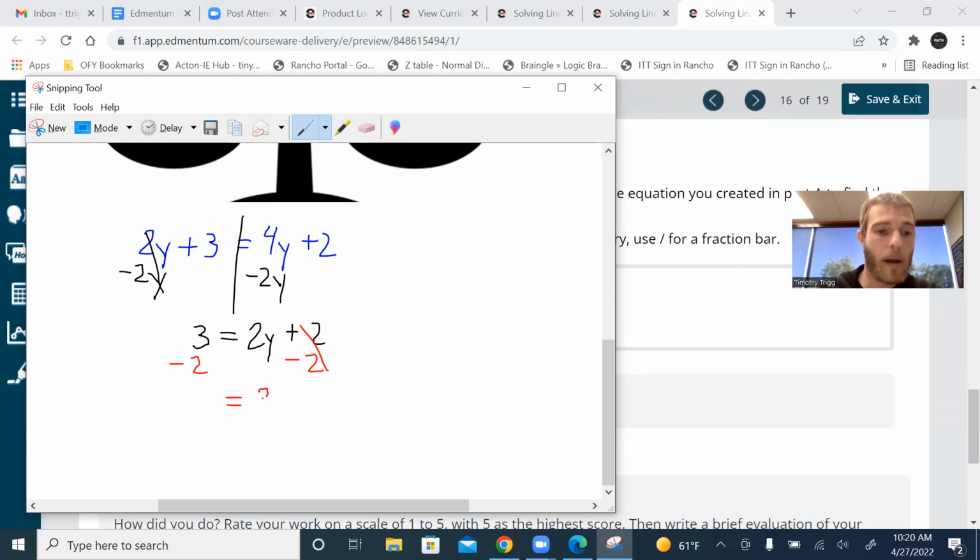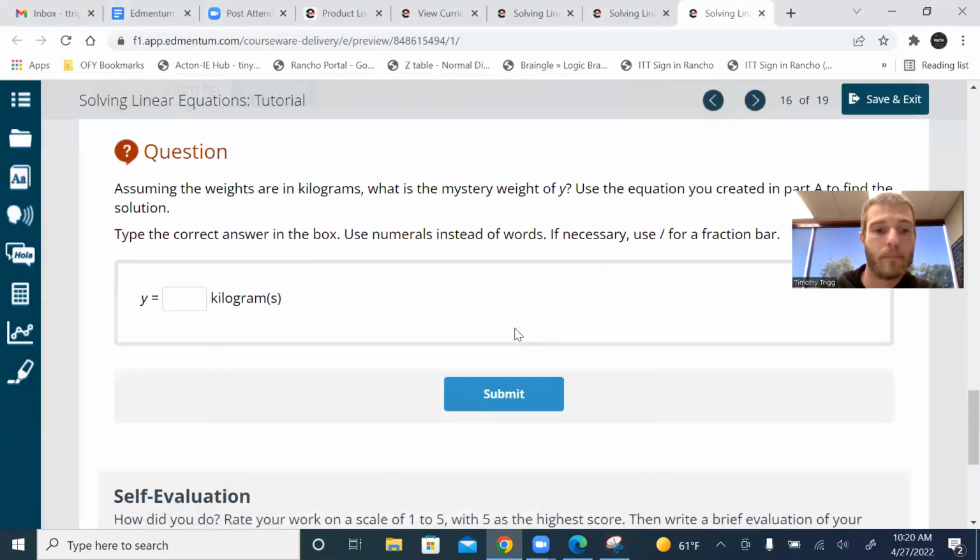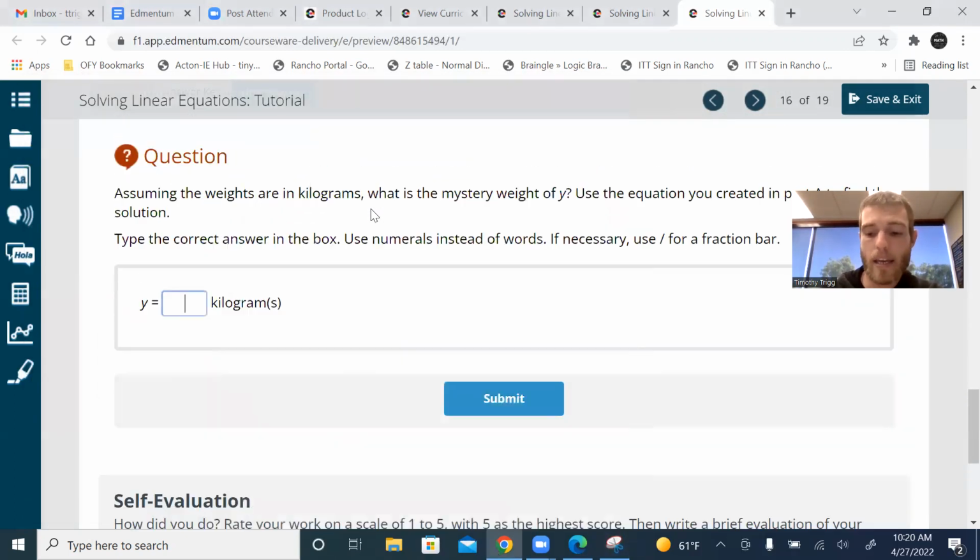Okay. On the right here, we have 2y. After these 2's cancel, 3 minus 2 is 1. Okay, we almost got y by itself. All we need to do now is get rid of this 2. Remember, the 2 is right up against the y. That means they're multiplied. So to cancel it out, we're going to go ahead and divide by 2 on both sides of the equation, giving us that 1/2 equals y. So y equals 1/2 of a kilogram.